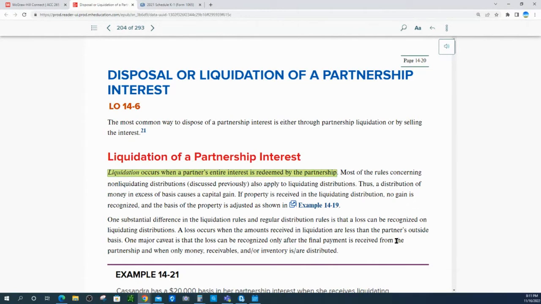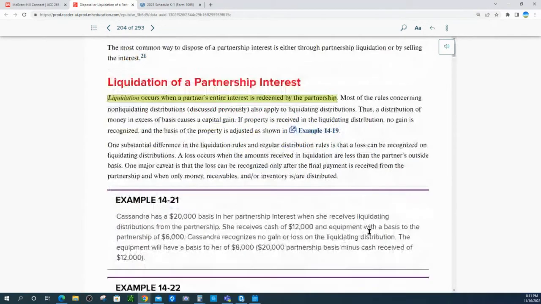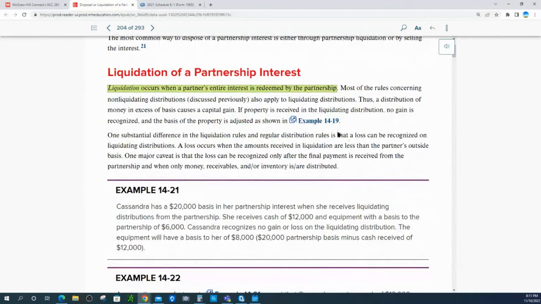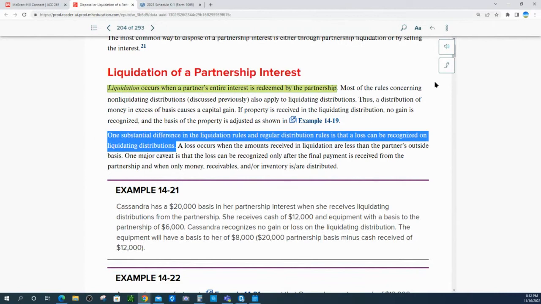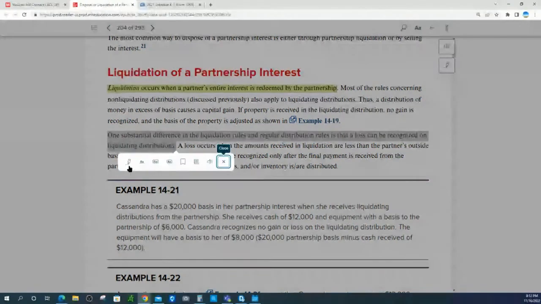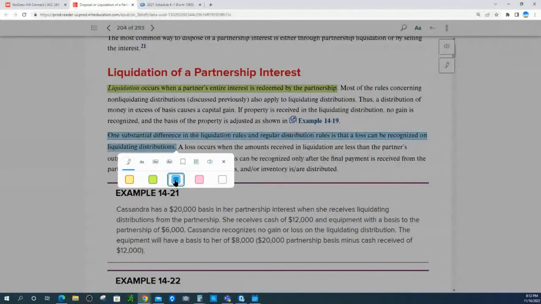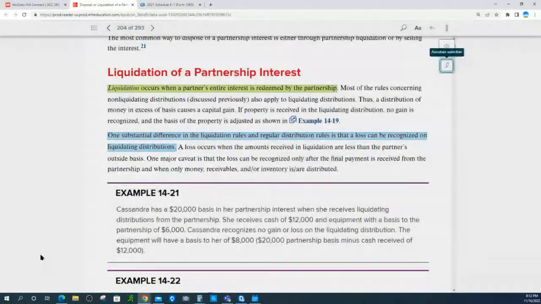Distribution of money in excess of basis causes a capital gain. If property is received, no gain is recognized, and the basis of the property is adjusted. One difference is that a loss can be recognized on a liquidating distribution, because you're no longer going to have any opportunity to adjust that basis if you're no longer an owner in the partnership, right?